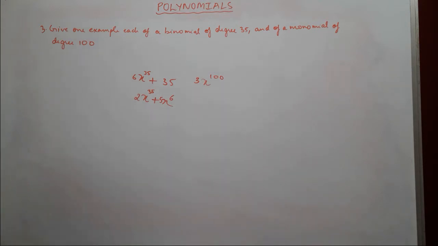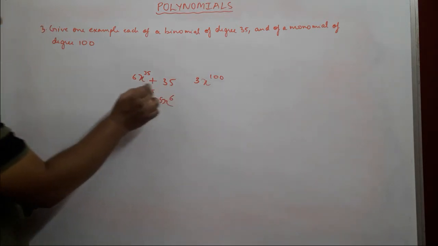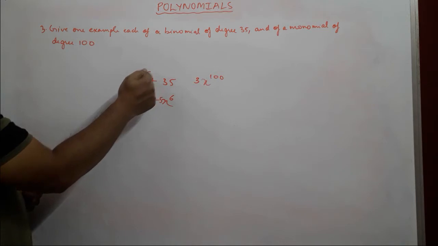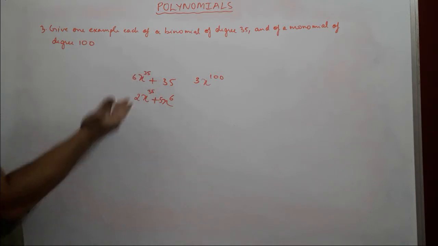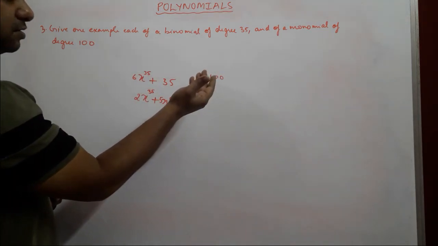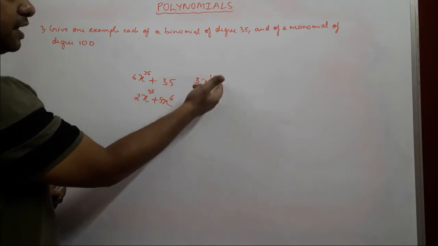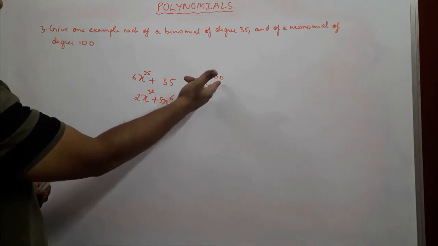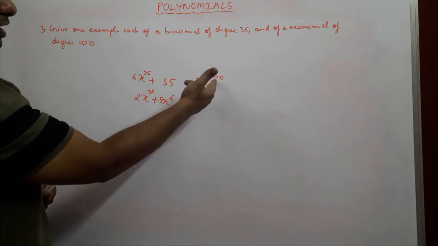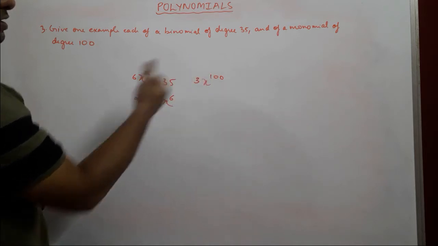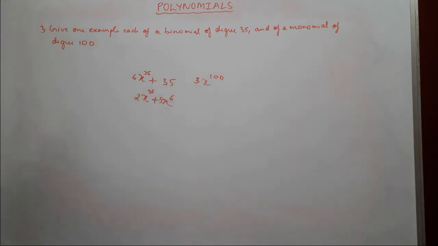As long as there are two terms for a binomial and the highest degree is 35 in this case of binomial, and in here there is one term and the degree, that is the index or the power of the variable, is 100. So that solves our problem. Let's go to the fourth question.